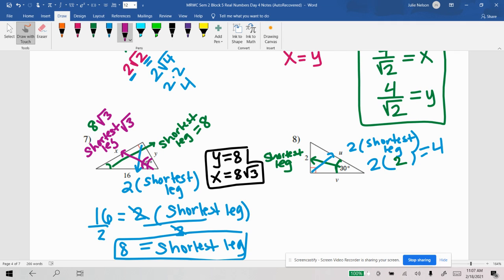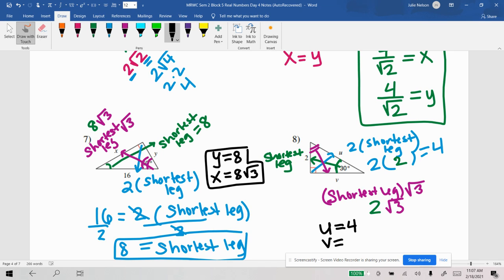Now across from the 60 degrees, which happens to be V, that is always my shortest leg times the square root of 3. Well, if my shortest leg is 2, then it's 2 square root of 3. So to write this nicely, I'm going to say U is 4 and V is 2 square root of 3.